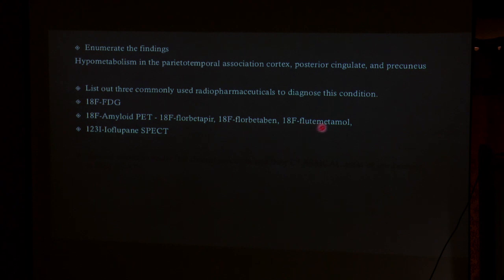So here we have 3 agents which we have to remember, if asked specifically. That will be florbetapir, florbetaben, as well as flutemetamol. These 3 agents are specific for amyloid uptake. And we have the ioflupane SPECT, which is used for Parkinson's as well as Lewy body dementia.